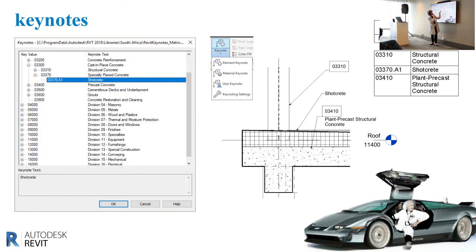Then you get a keynote legend, which is under View and then Create Keynote Legend. That's basically it. It gives you a schedule of all the keynotes that you've used, which you can then put on your drawing. If you are using the keynotes only showing the code, that's perfect, it helps to decongest your drawings.